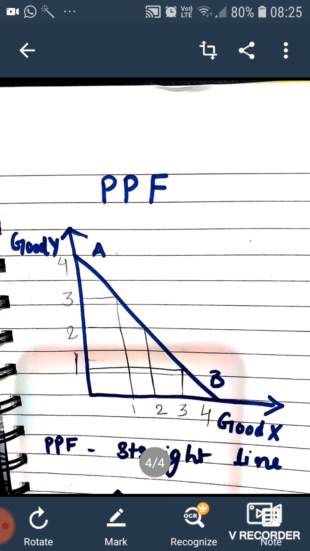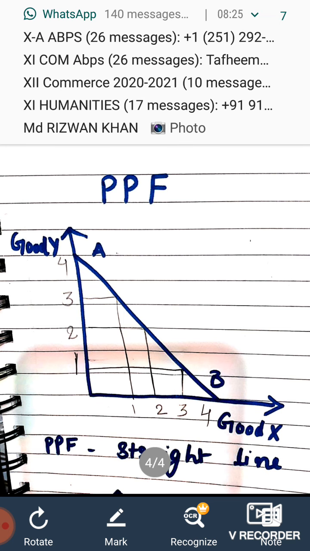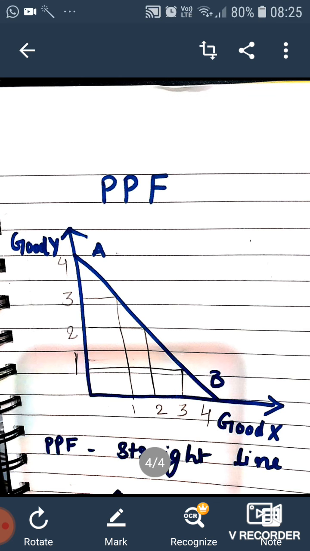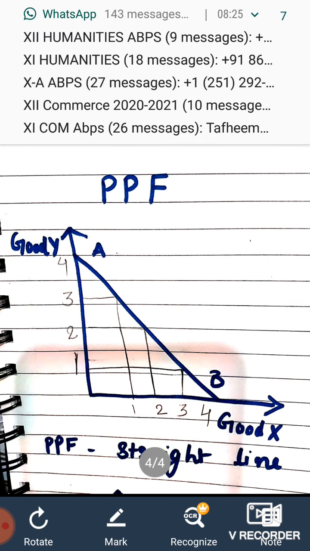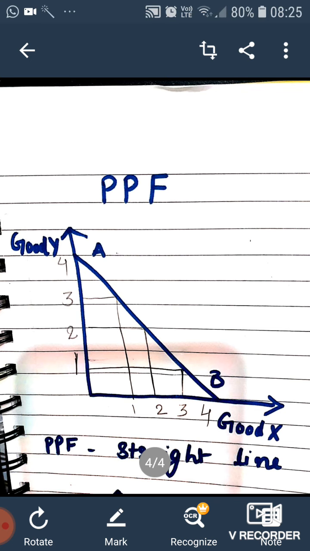When you are moving from point 1 to 2 on the x-axis, there is 1 additional unit that is gained. We are sacrificing 3 to 2. That is, we are sacrificing 1 unit, we are gaining 1 unit. Again, from 2 to 3 on the x-axis, we are moving forward, and on the y-axis from 2 to 1 we are sacrificing. So every additional unit we are gaining, we are only sacrificing 1 unit.